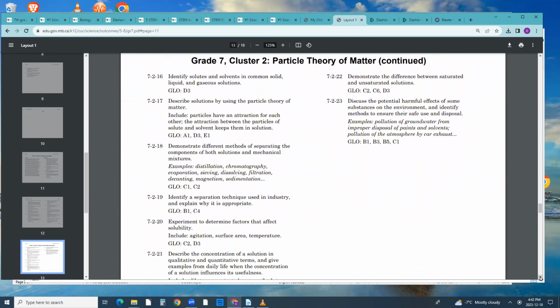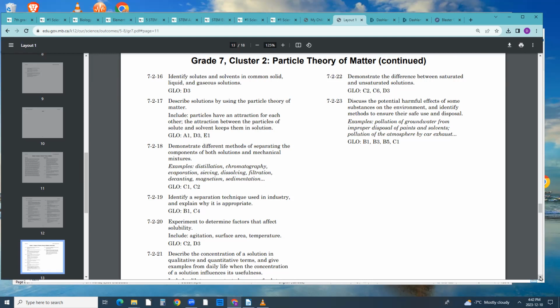Science-specific learning outcomes. Demonstrate the difference between saturated and unsaturated solutions. Discuss the potential harmful effects of some substances on the environment, and identify methods to ensure their safe use and disposal. Examples: pollution of groundwater from improper disposal of paints and solvents, pollution of the atmosphere by car exhaust. Identify solutes and solvents in common solid, liquid, and gaseous solutions.